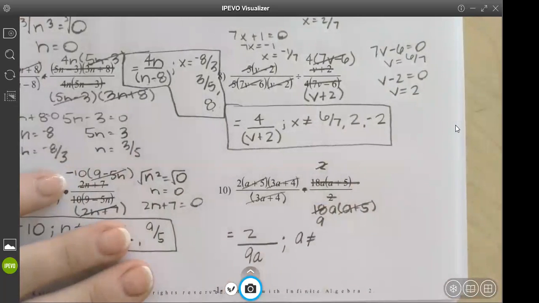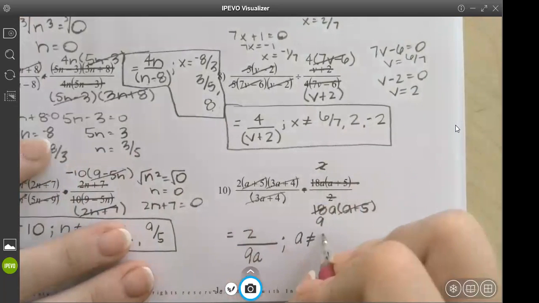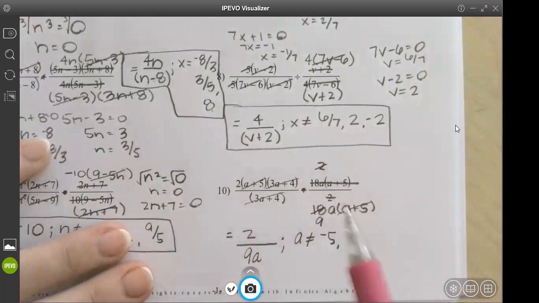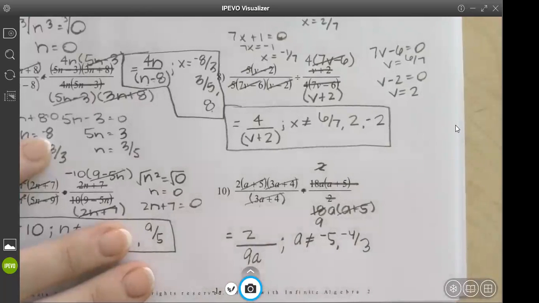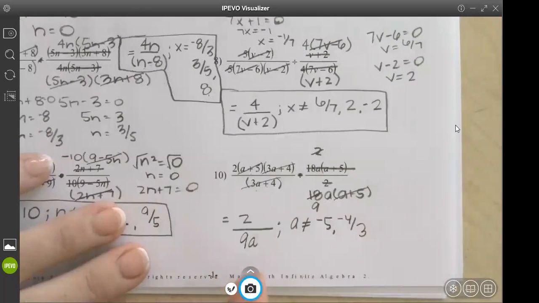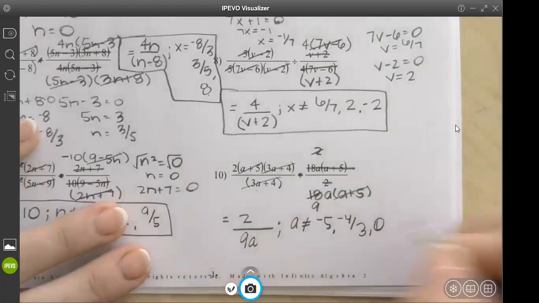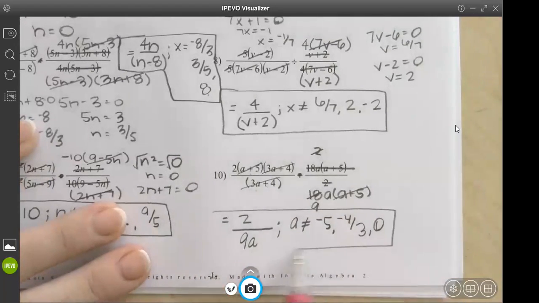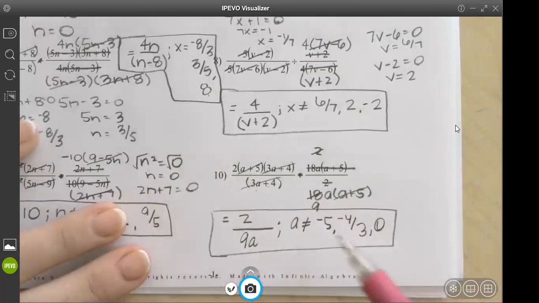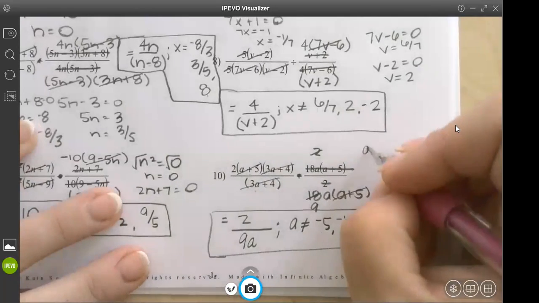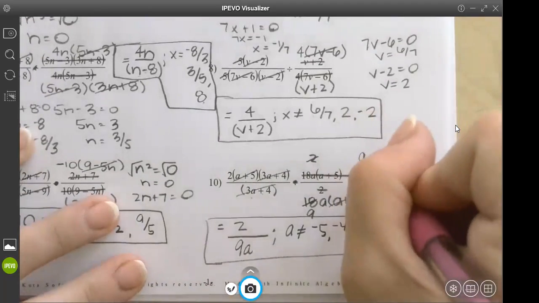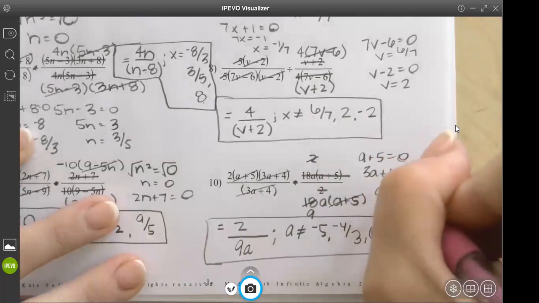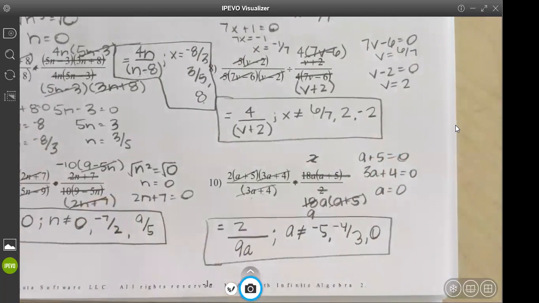We have points of discontinuity. I marked out an a plus 5. So a minus 5. I marked out a 3a plus 4. How do I solve that? I subtract 4 and divide by 3. And then one more thing, I left an a on the bottom, so that causes a 0. Again, if you're not sure where I'm getting these points from, everything you cross out, set equal to 0 and solve. Okay, so set equal to 0 and solve.